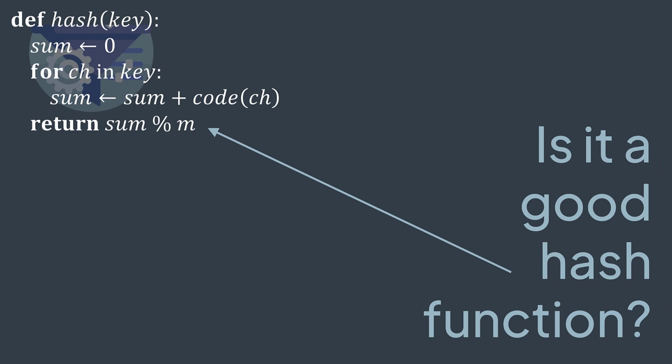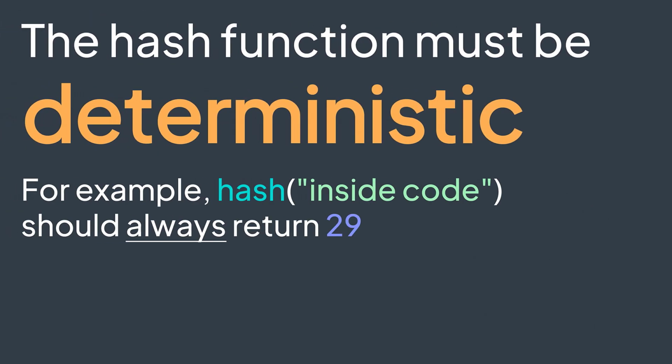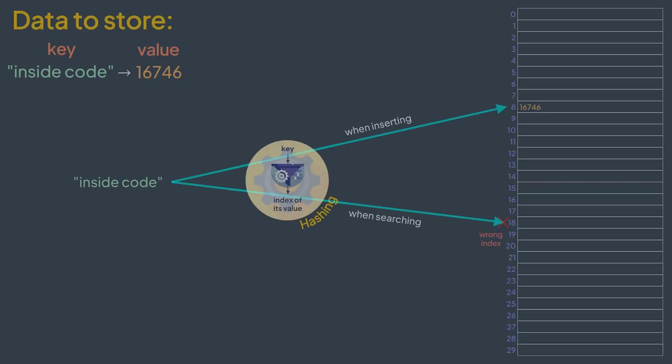And by the way, a hash function must be deterministic. It means that for the same key, it should always return the same hash, which is logical because if it wasn't deterministic, the hash we get when searching for a value could be different from the one we get when inserting that value, so we wouldn't get the right position.